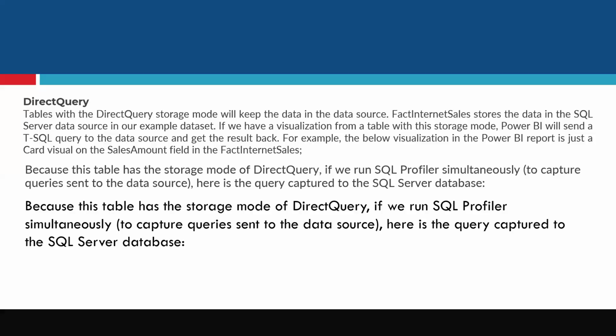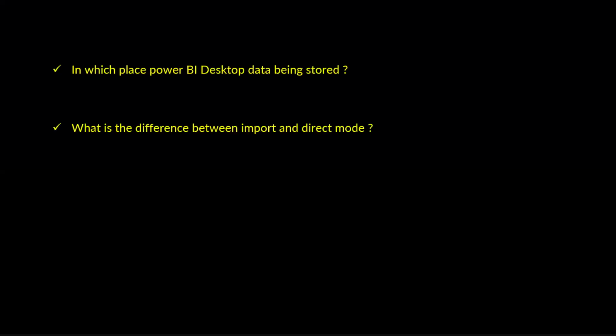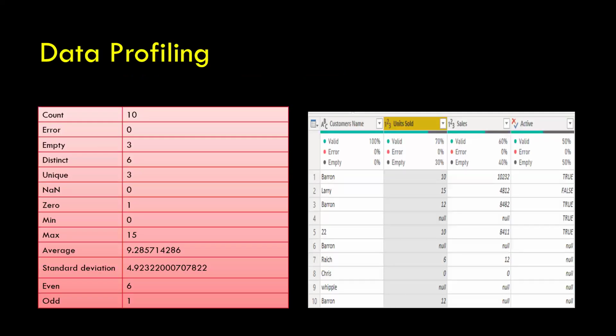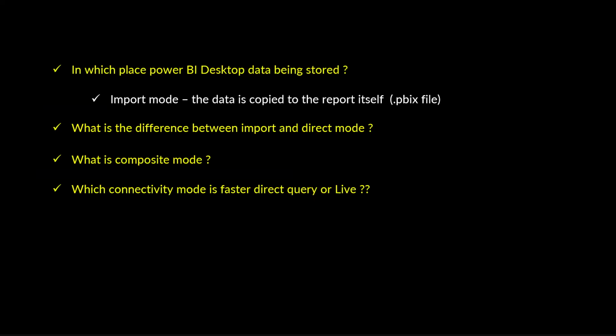So now the question, the $1 million question, is what is the difference between the import and direct mode? So in the case of Power BI desktop, the data is copied to the report itself. The extension of the report file is .pbix. As part of screening, they'll ask you this question. If I store the report, what is the extension of the file? You tell .pbix. If you don't tell this one, they will quickly make out you did not work on the Power BI tool at all.